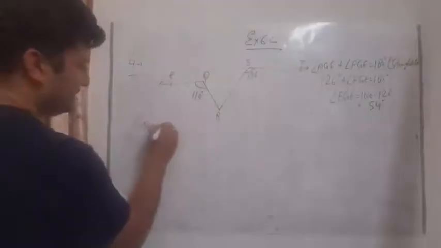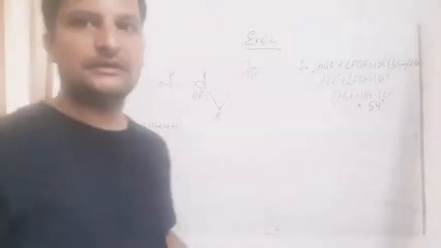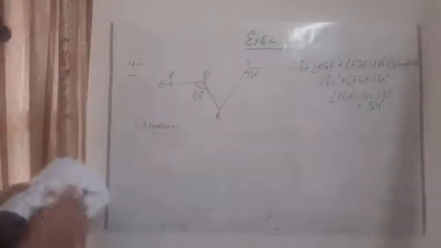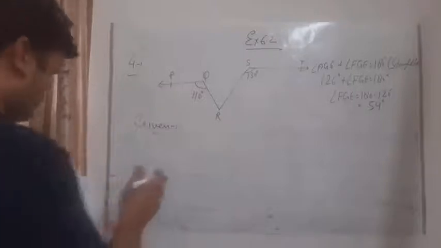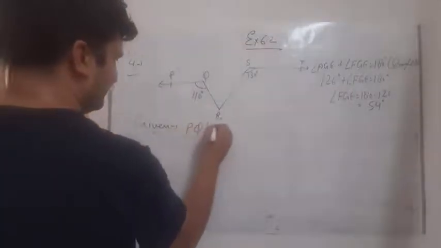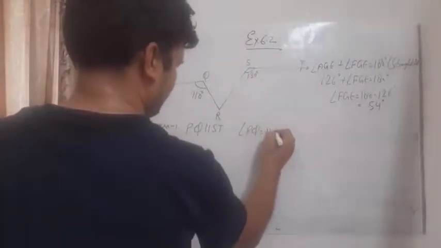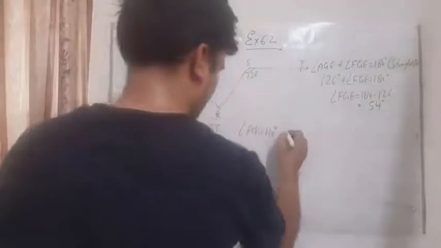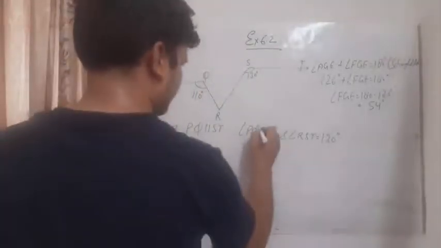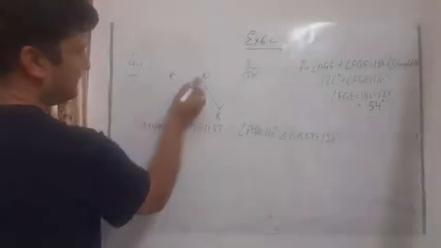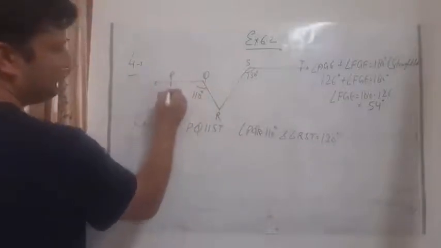Whatever is given to us, we should write it down first. What is given? It is given that PQ is parallel to ST, angle PQR is equal to 110 degrees, and angle RST is equal to 130 degrees. This is angle PQR. PQR is 110 degrees, and these two lines are parallel to each other.